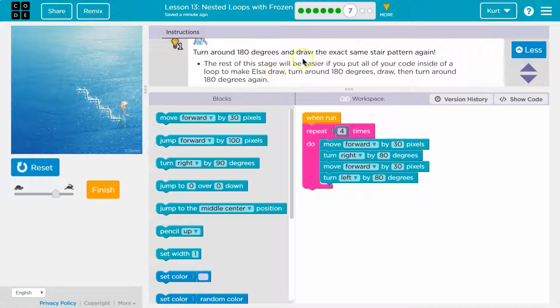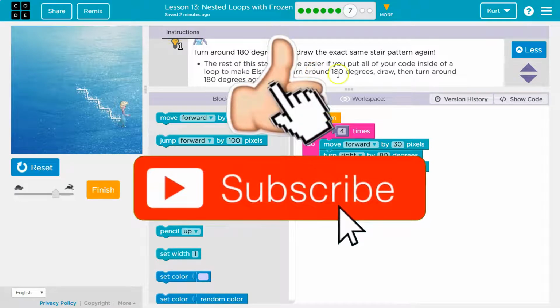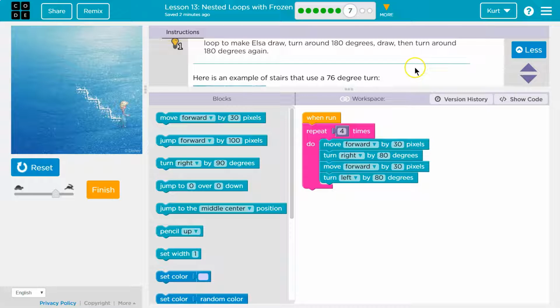Turn around 180 degrees and draw the exact same pair of stairs again. The rest of the stage will be easier if you put all of your code inside a loop to make Elsa draw around, turn 180, and then turn around 180 again.